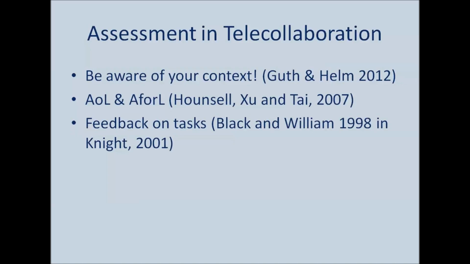As Black and William 1998 and Knight 2001 say, feedback on tasks. So this kind of feedback means designing learning sequences that afford plenty of opportunities for good learning conversations arising from feedback on good tasks that are matched to course learning outcomes. So while we're designing the tasks, we need to be thinking of the assessment as well, so that they are hand in hand, as Black and William say, matched to course learning outcomes.